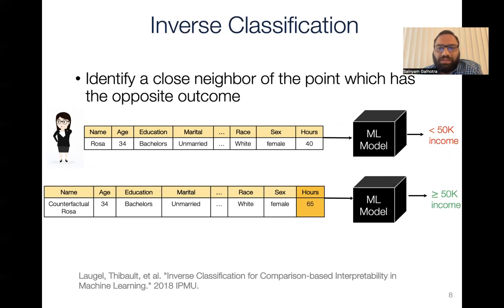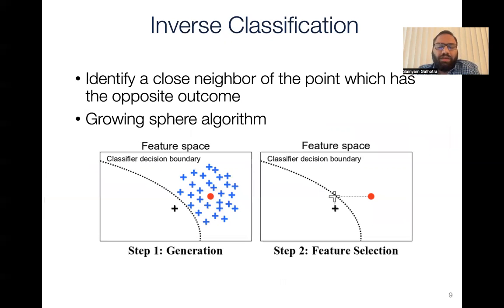To generate such counterfactual scenarios, this approach follows a growing sphere algorithm which operates in 2 phases. First, it generates a sphere with the input instance as its center. The radius of this sphere is grown until it hits a point that has the opposite outcome, which is the favorable outcome in this case. In this figure, the red point is Rosa, and the sphere is grown until we identify the black colored cross. After identifying this point, the algorithm performs feature selection on this instance to ensure sparsity of changes while ensuring that it achieves the flipped outcome.